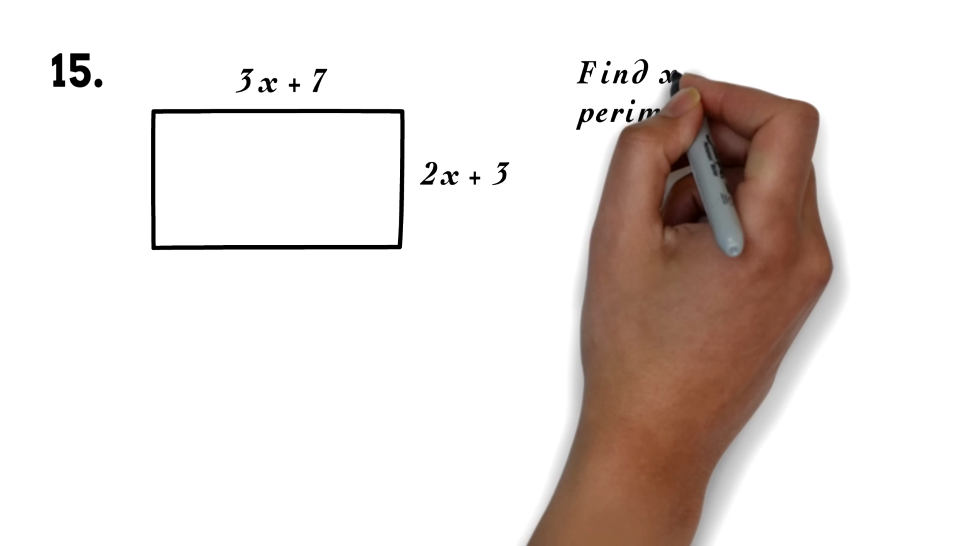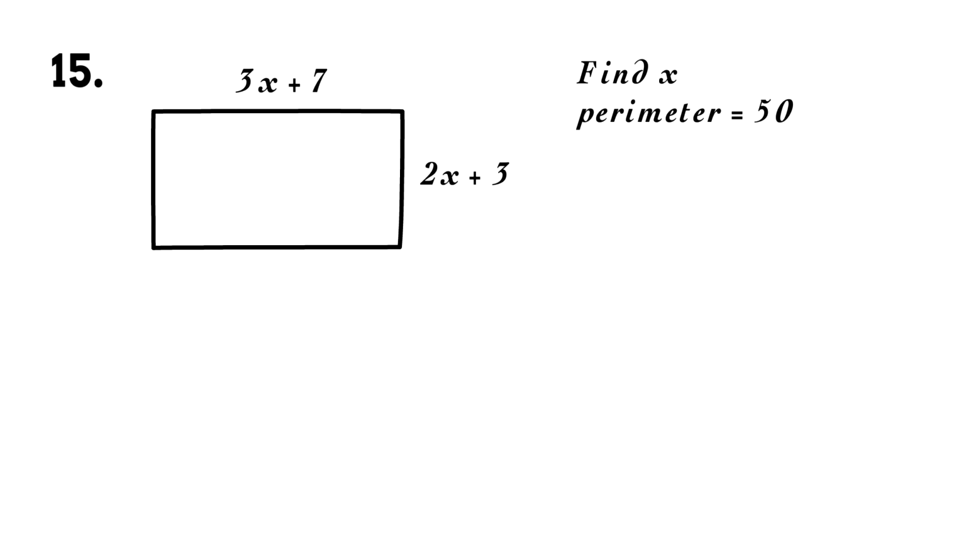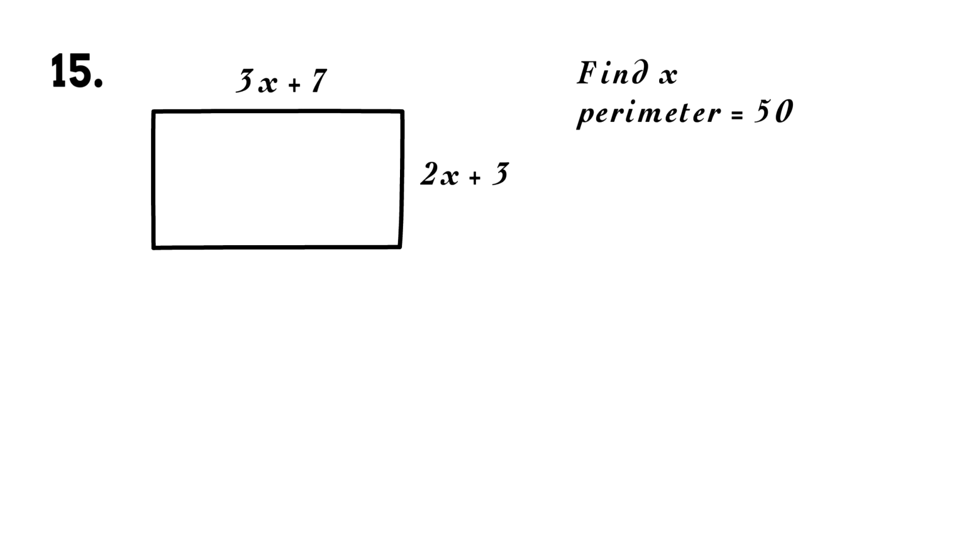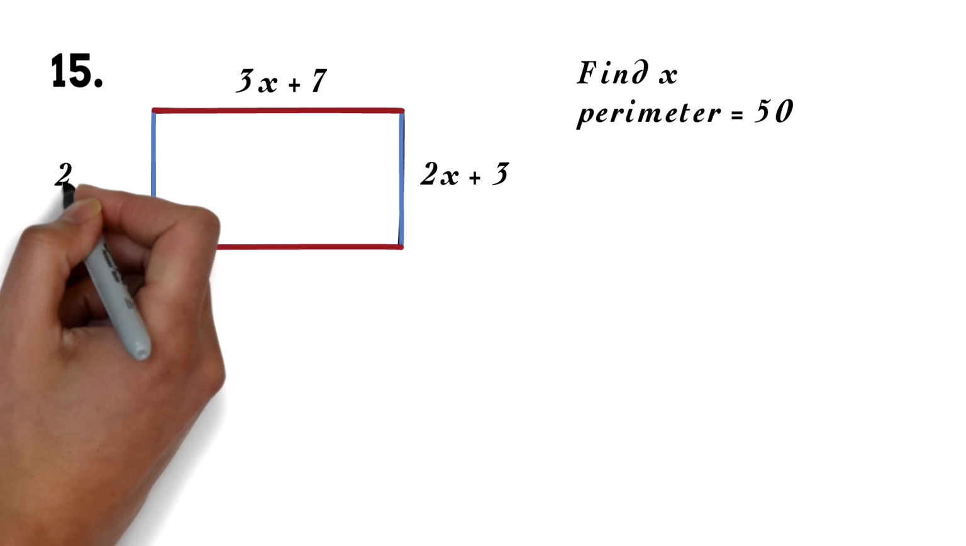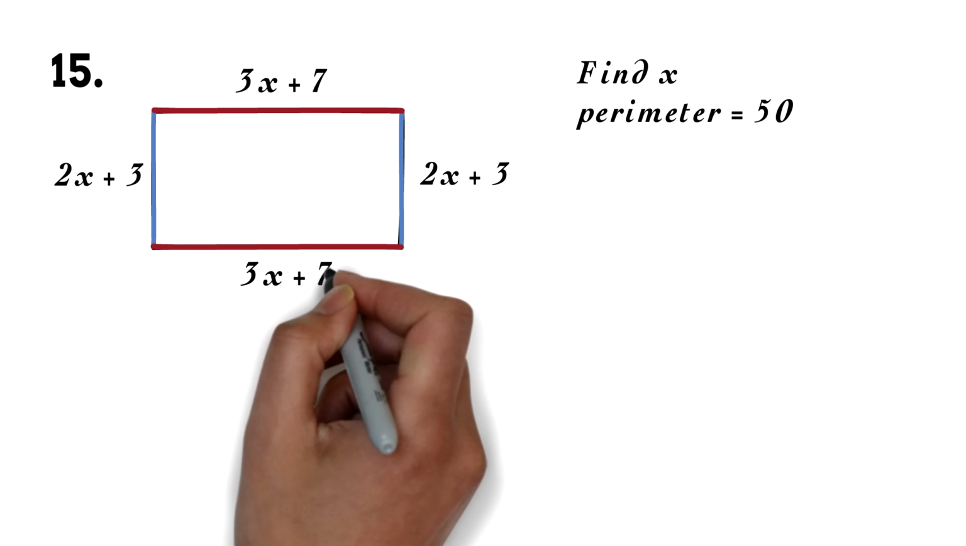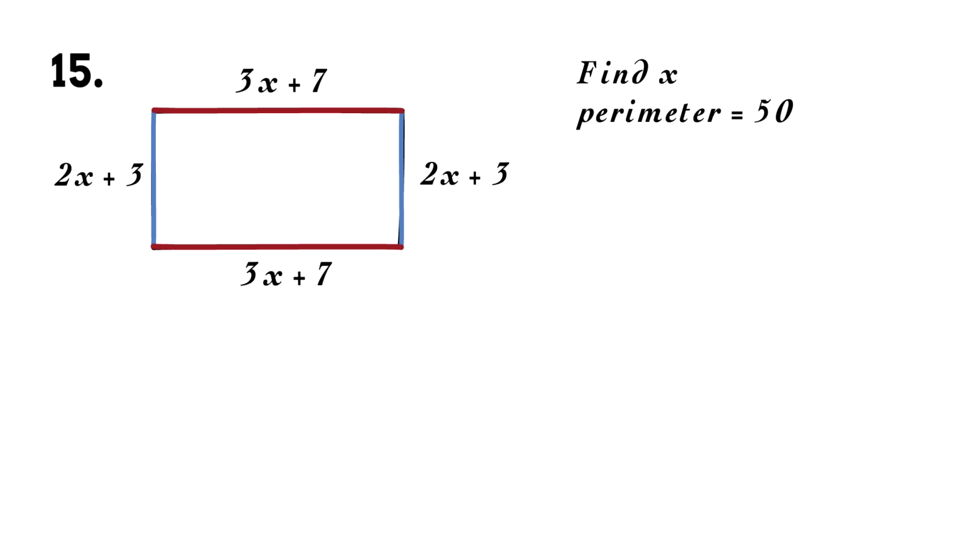Here, we are supposed to solve for x given this rectangle. We know that the perimeter simply means adding all the sides. We know this is a rectangle, so opposite sides have the same size. This place will also be 2x plus 3. This will be 3x plus 7. Now, we can add all these parts and it must be equal to the perimeter 50.